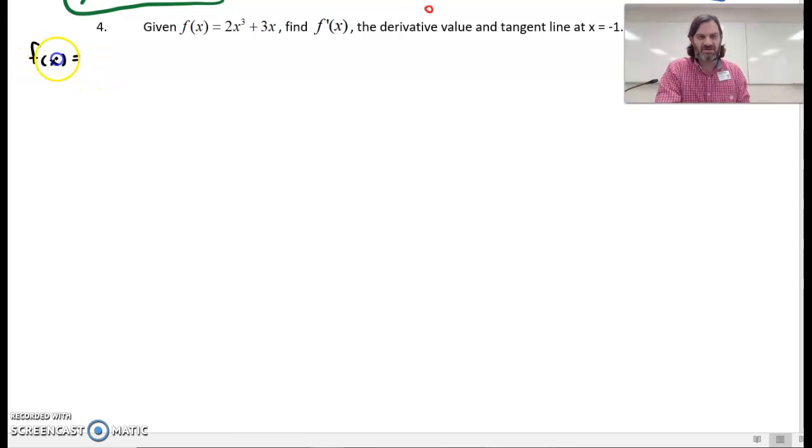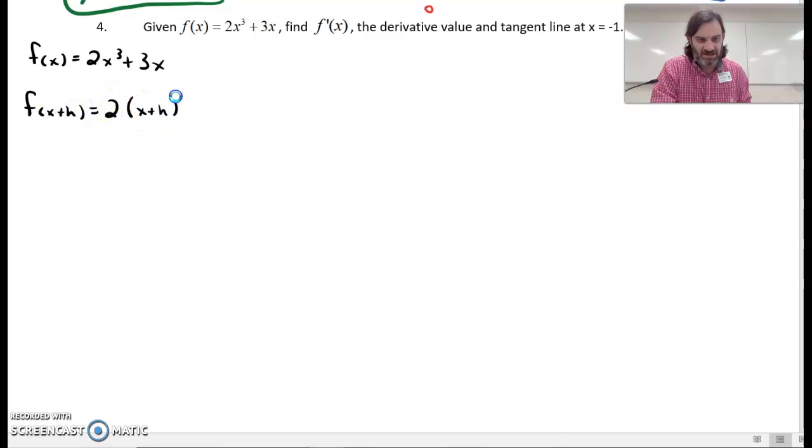So to run through our limit definition of a derivative, we're going to need f of x, which is given to us, 2x cubed plus 3x. And we're going to need f of x plus h. So f of x plus h will be 2 times x plus h cubed. That's going to be the pain. Okay, that's the one that is going to hurt us. It says it's erasing, but it's not. Okay, and then that's going to be plus 3 times x plus h, which is not difficult at all.